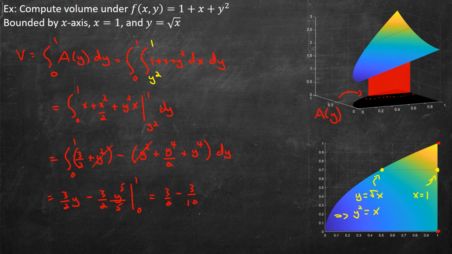And if I want to find a common denominator, this is going to be the same thing as 15 minus 3 divided by 10, which is 12/10, which is 6/5. And that's the exact same number I got previously when, instead of taking horizontal strips, I took vertical strips. So either way, I get the same answer.